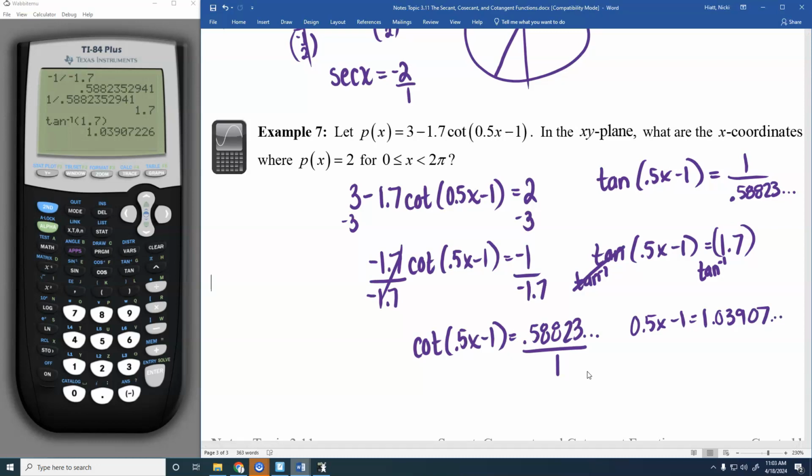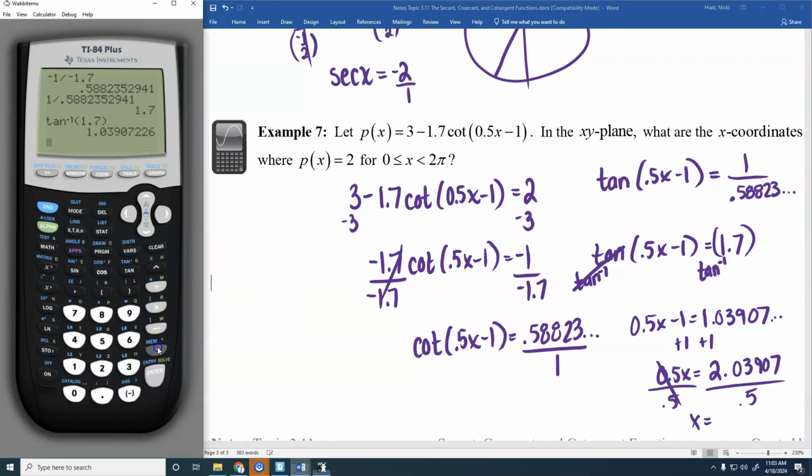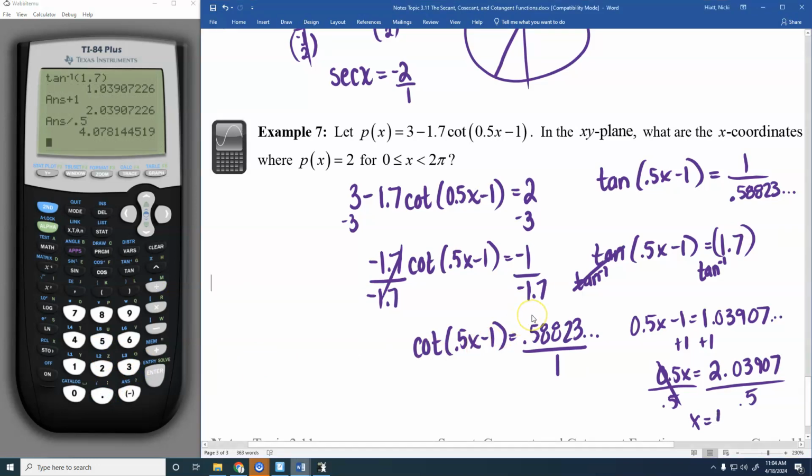And now we're just down to a simple two-step equation to solve. So you would add the 1. So 0.5x would equal 2.03907. And we'll divide by 0.5. And x will equal, that's going to be 4 something. 4.078. I'm going to go ahead and round it off at this point, because this is our final answer, and we don't need to keep any more decimal places now.